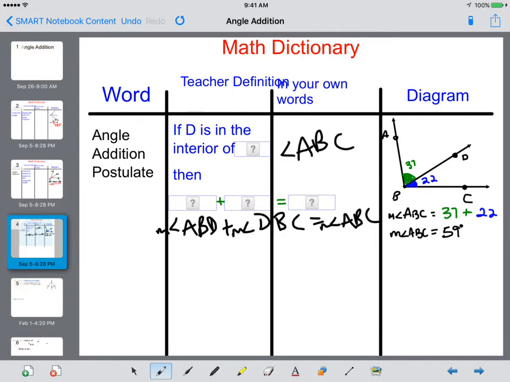sits out front. So in our diagram here, if we know that angle ABD is 37 and angle DBC is 22, if we add them together, the entire angle of ABC is 37 plus 22, which is 59. So let's dive into a couple of examples.